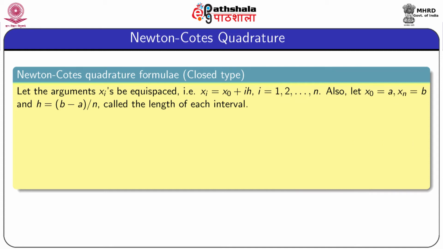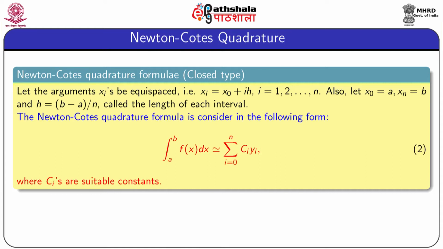Now we consider the Newton-Cotes quadrature formula. There are two types of Newton-Cotes quadrature formulae: one is closed type, the other is open type. Now we consider the closed type quadrature formula. In this formula, the interval of integration [a, b] is divided into n equispaced intervals. That means xi equals x0 plus ih, where i equals 1 to n, the lower limit a is taken as x0 and the upper limit xn is taken as b, and h equals (b minus a) by n, which is the length of each interval.